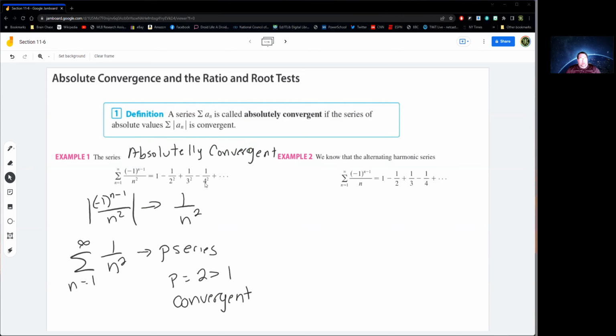So the negative version of it, the positive version of it, the alternating version of it, any possible combinations of those will always end up working. And that's what the absolute value does.